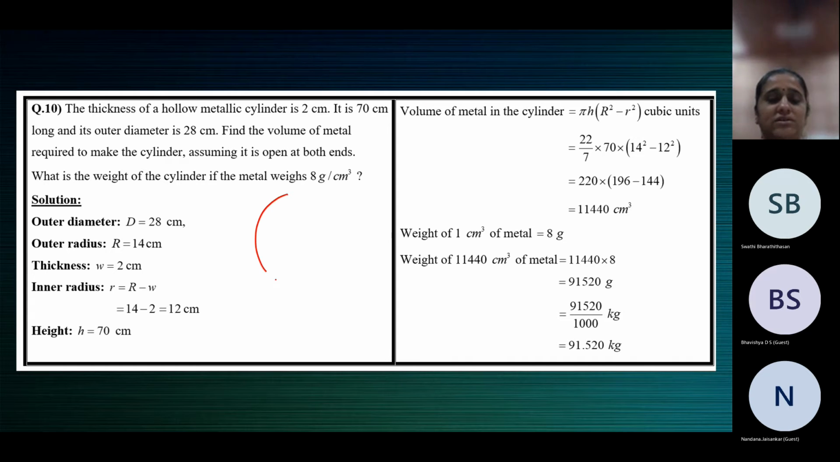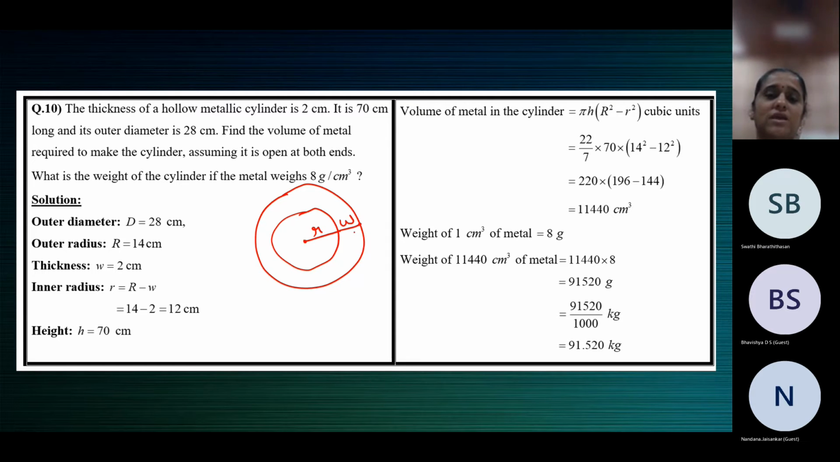See here. Outer circle. Inner circle. From here to here is the inner radius. Yes or no? Yes, ma'am. Now, this is called the thickness. From here to here is the thickness of the material, which is represented by the letter W. Okay.